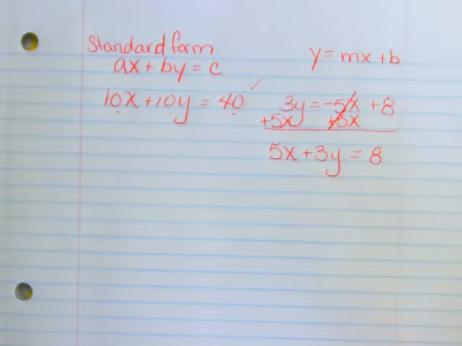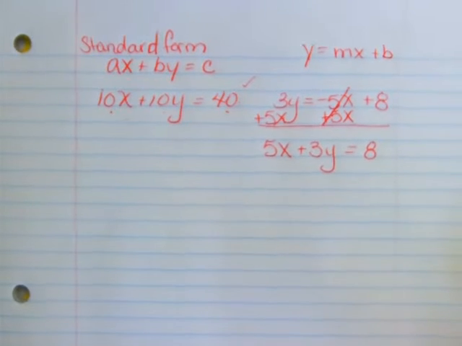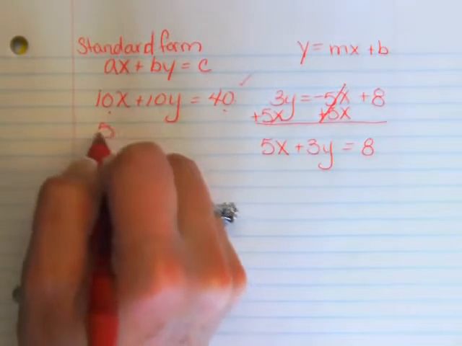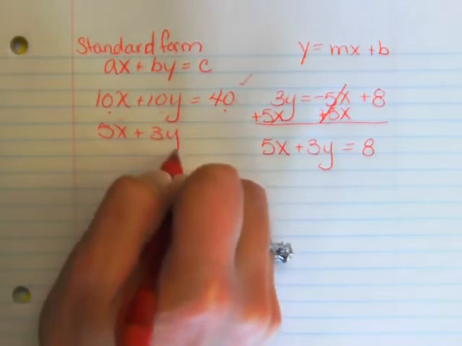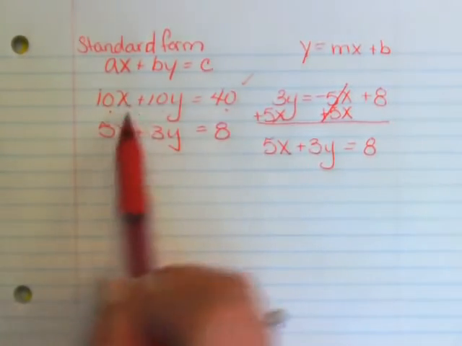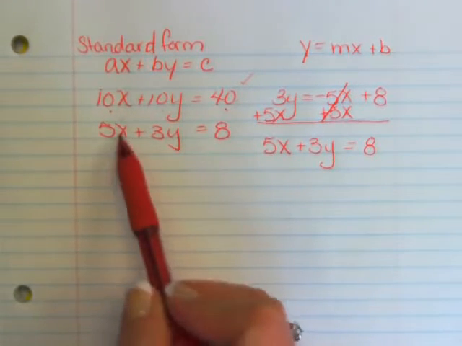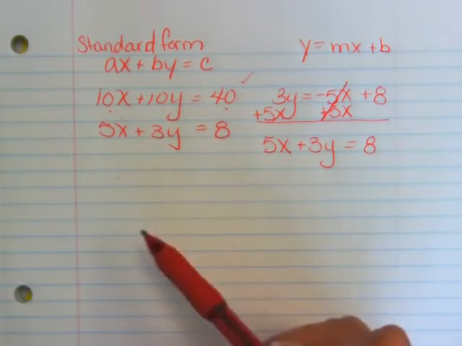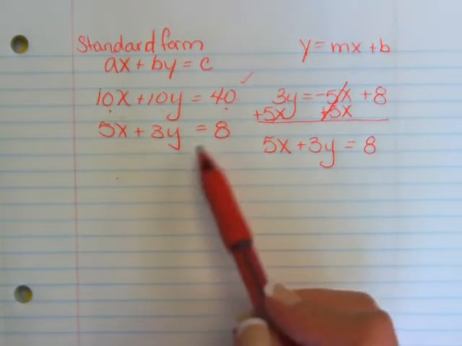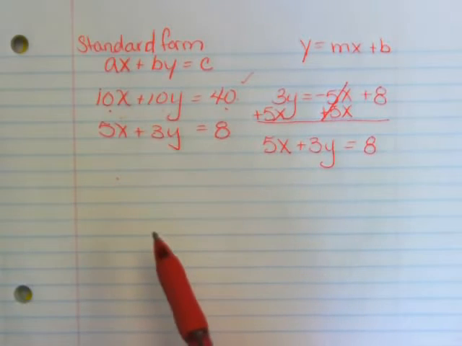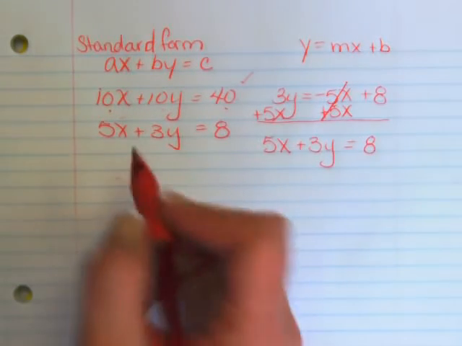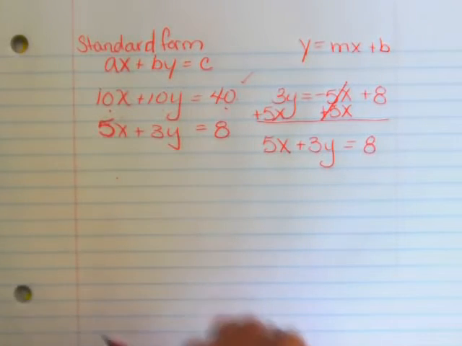Okay, now that I have them in standard form, I'm going to figure out what I can do to get one of my variables to be eliminated. So if I put 5x plus 3y over here equal to 8, if I add these together, I'm going to get 15x, so that won't cancel. If I add these together, I'll get 13y, so that won't cancel. So I have to think about what I can do to either of these to make one of the variables cancel or be eliminated, hence the elimination method.